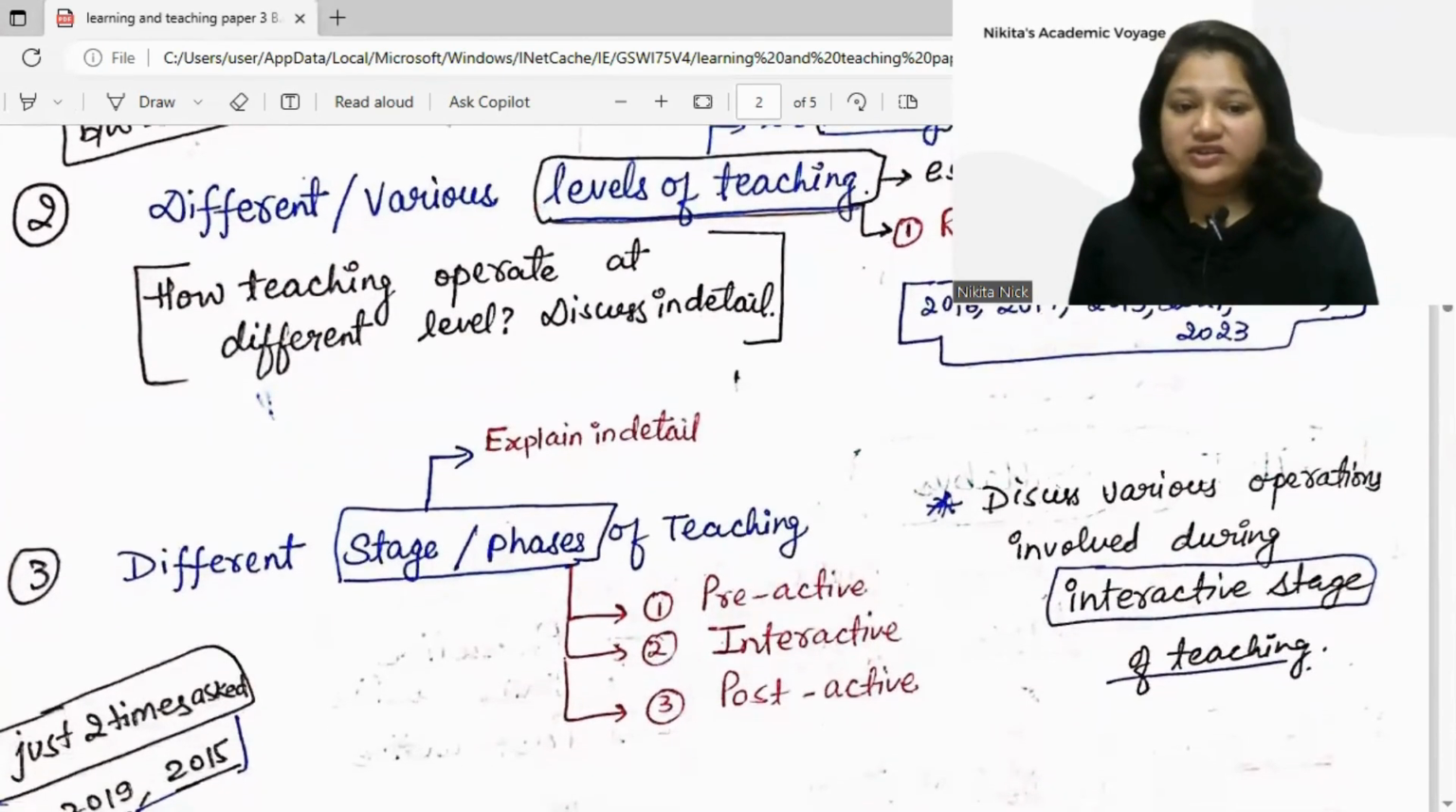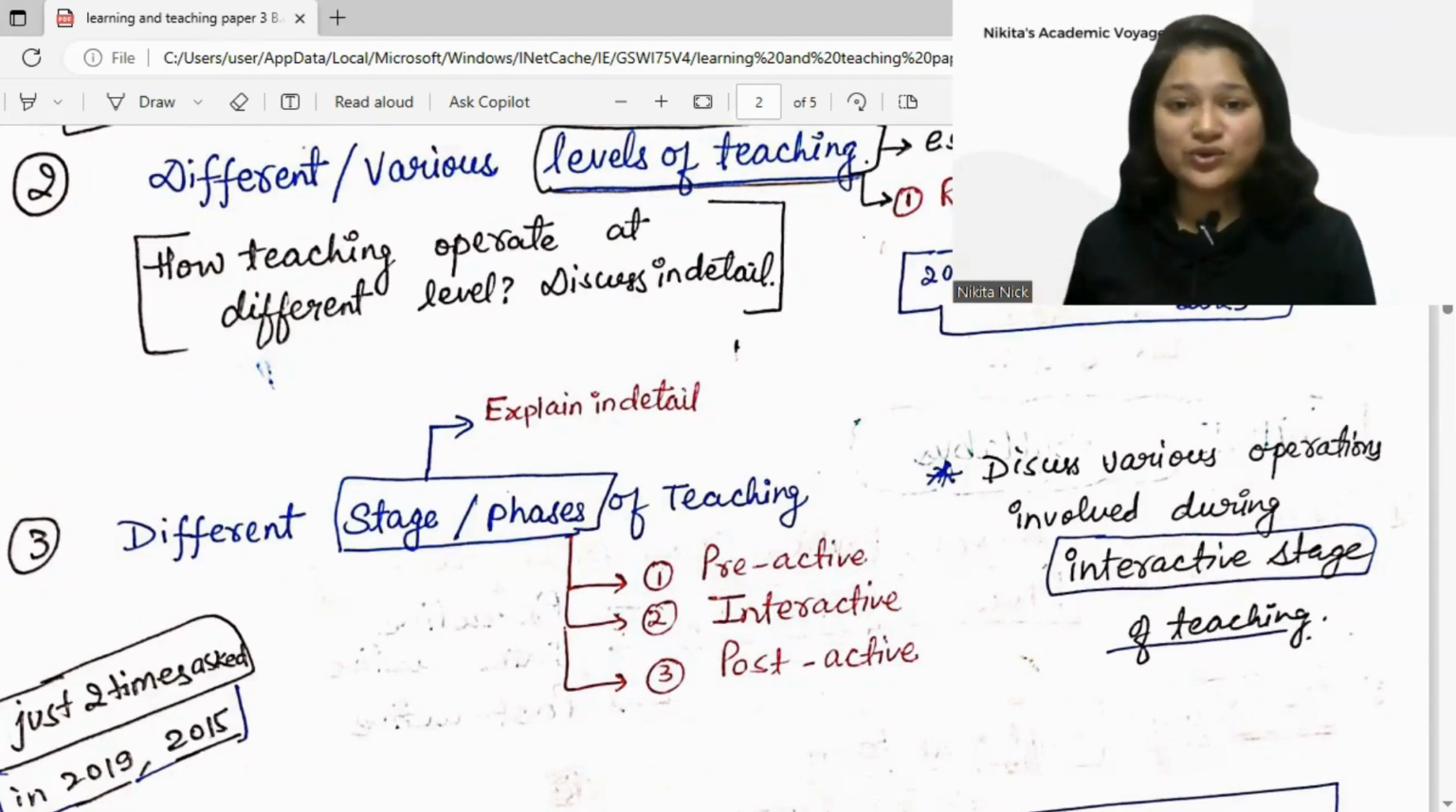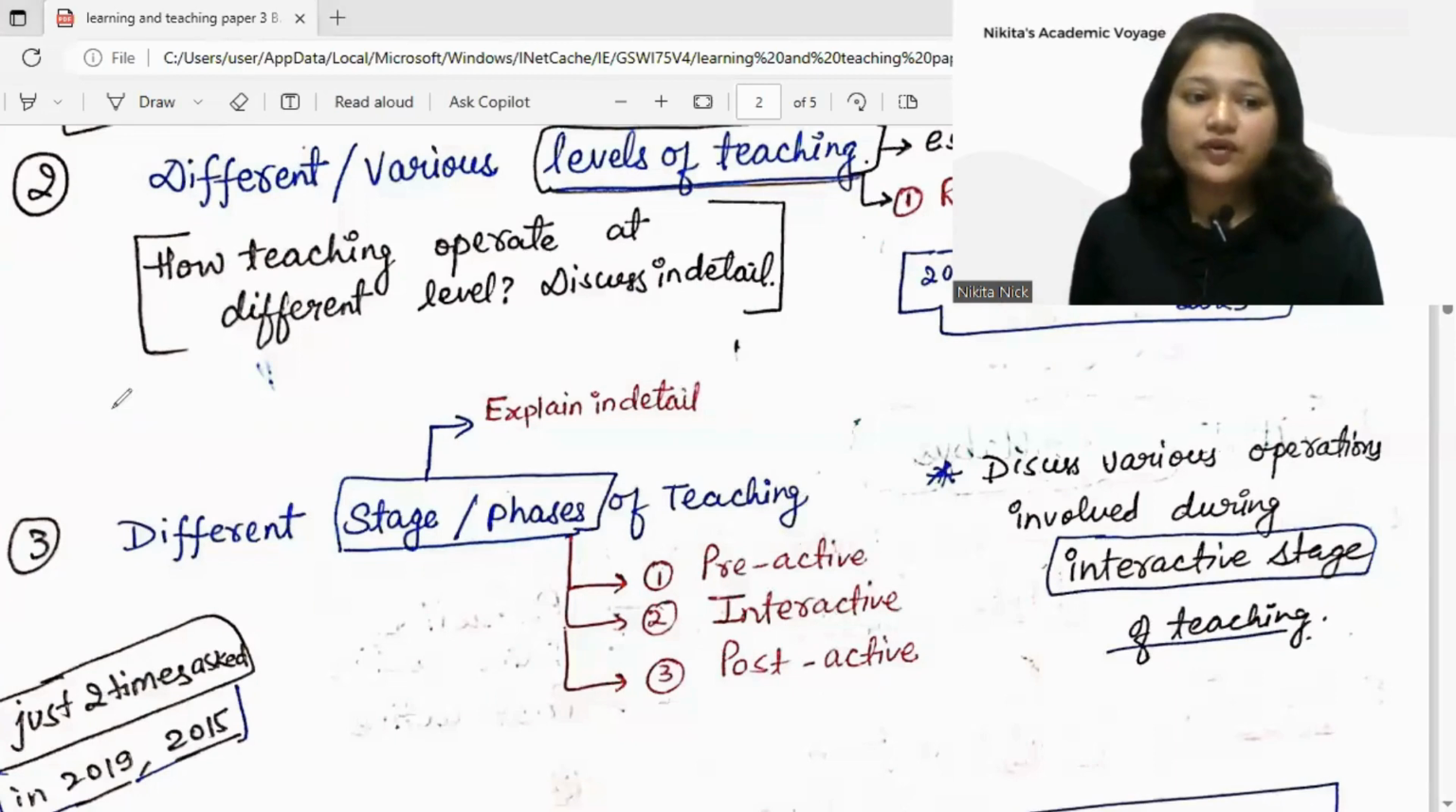Third is phases of teaching. Explain in detail. It is asked just 2 times, one in 2019, one in 2015, so you can skip it. But at least to complete the syllabus, you need to understand what is in pre-active, interactive, post-active, just to have some knowledge about it, so that if you get it in the exam, you will not hesitate to write it, because anything can happen. Maybe a repeated question can come, maybe not, but for sure this question is going to come in your exam.